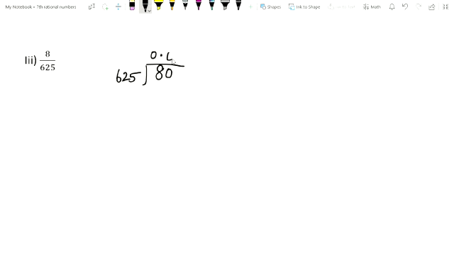So add 1 0 to the quotient place and add 1 0 to the dividend place. Now it becomes 800. Okay, in 800, how many 625 are there? 1 time. So 1 into 625, what you will get? 625. Now you subtract this, 800 minus 625. What you will get? 175.